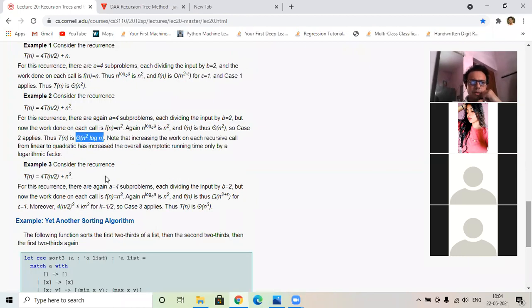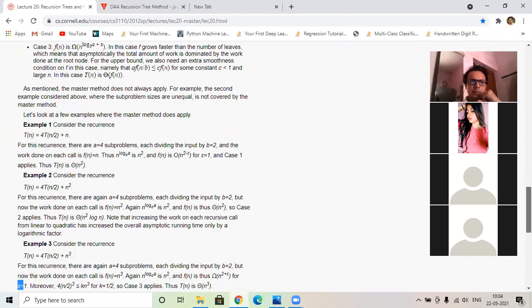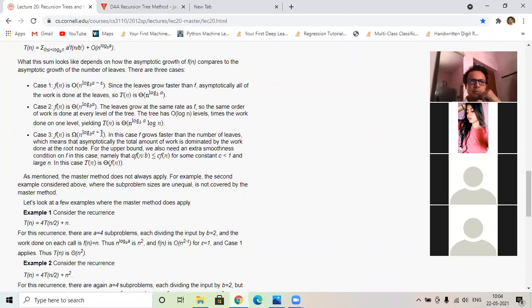Yes, sir. Now consider this recurrence relation: Tn equals 4 T of n by 2 plus n cube. Here A is equal to 4, B is equal to 2, and Fn is equal to n cube. As before, you calculate n to the power log A base B, that is n square. But Fn is equal to n cube. So how can you write it? 2 plus epsilon, where epsilon is equal to 1. It is in which form? Case 3 form.